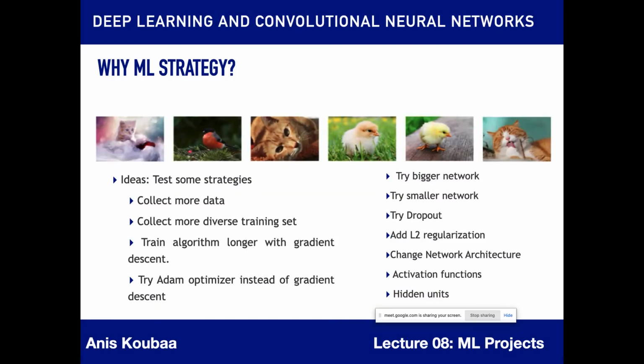Imagine that you do a deep learning project, for example cat classification, and you find that you don't have good performance. In this case, you will find yourself in front of multiple strategies to improve your training performance. Maybe you don't have enough data, so one idea is to collect more data and train again. Or you can collect a more diverse training data set, since maybe the data is tied to a particular distribution. Or maybe you need to train your algorithm a little longer with gradient descent. All of these are techniques that could lead to improving your solution.